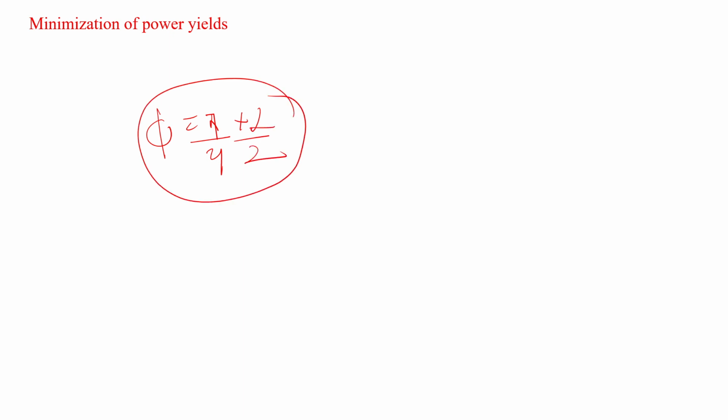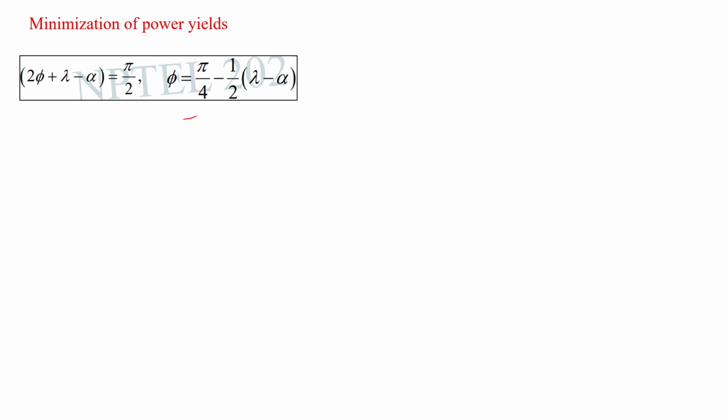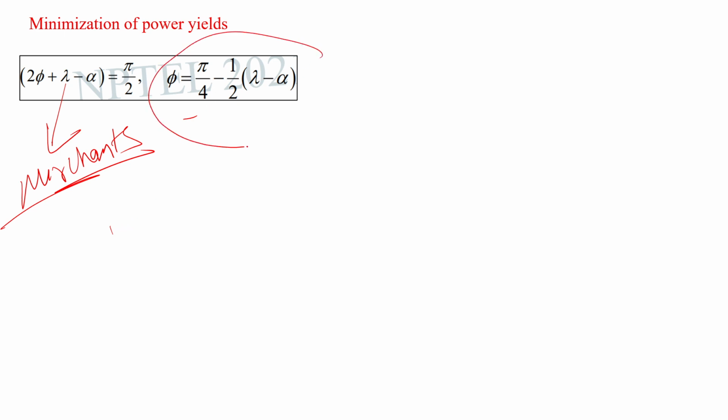Now, when you use this, then you get the formula phi is equal to pi by 4 plus alpha by 2. So using this formula in 2 phi plus alpha, this is the Merchant formula. Using that formula, phi is equal to pi by 4 plus alpha by 2, you put here, then you get this relation. Right? This is a very important relation you get.